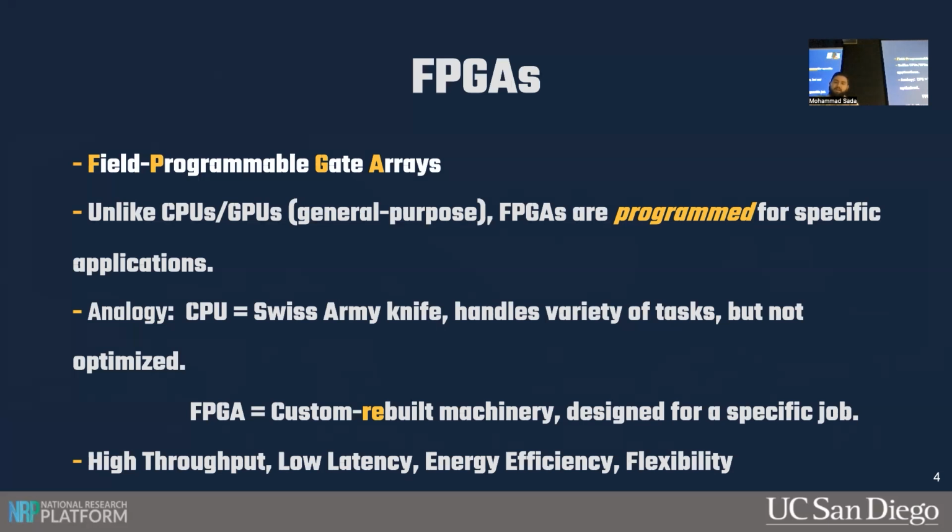This is where the analogy comes from: CPUs and GPUs are like a Swiss Army knife. Whatever you throw at them, they're the compute. Each one of us has a computer in front of us with a CPU, processing whatever's getting thrown at it. On the other hand, FPGAs are like custom-built machinery.